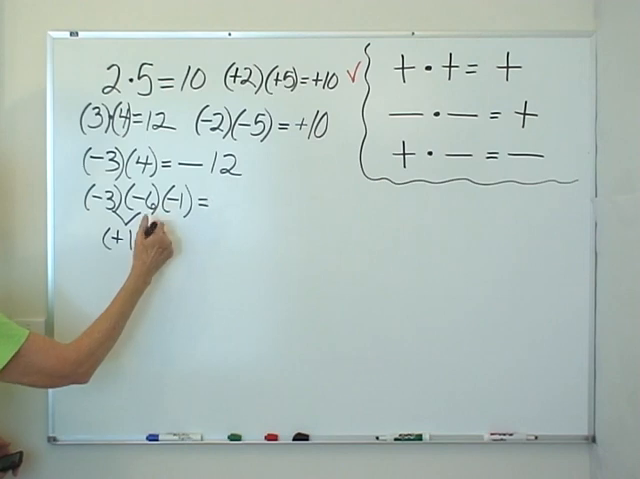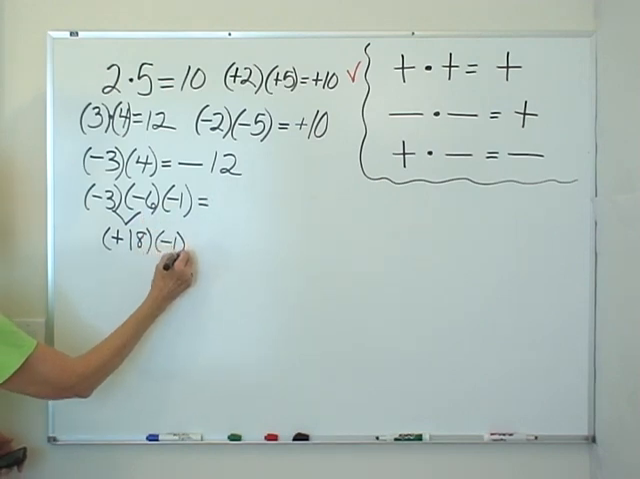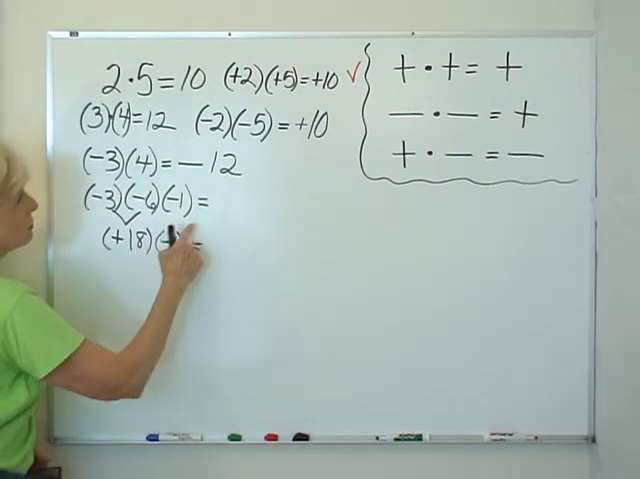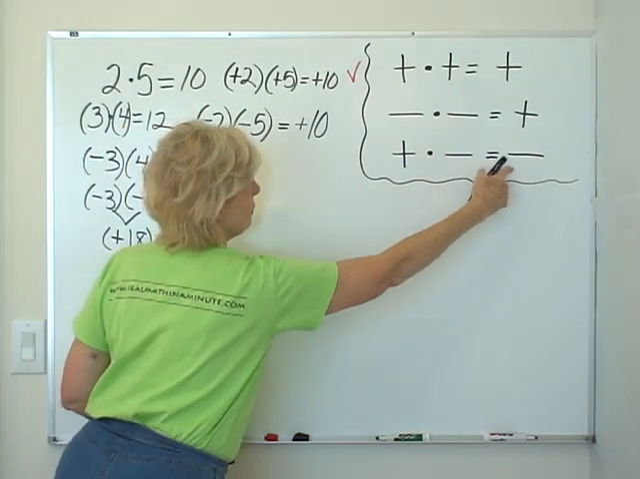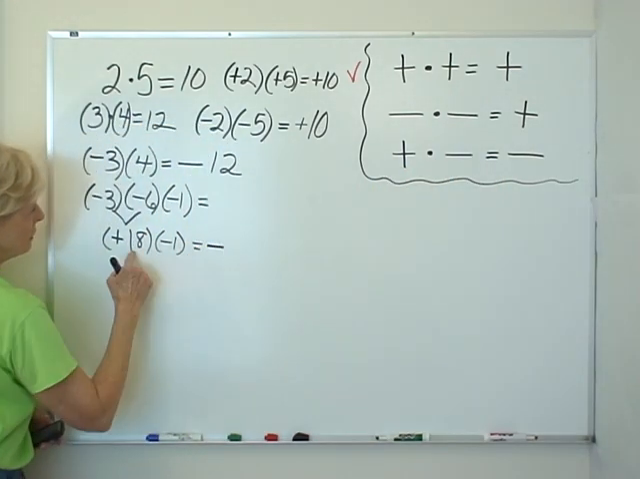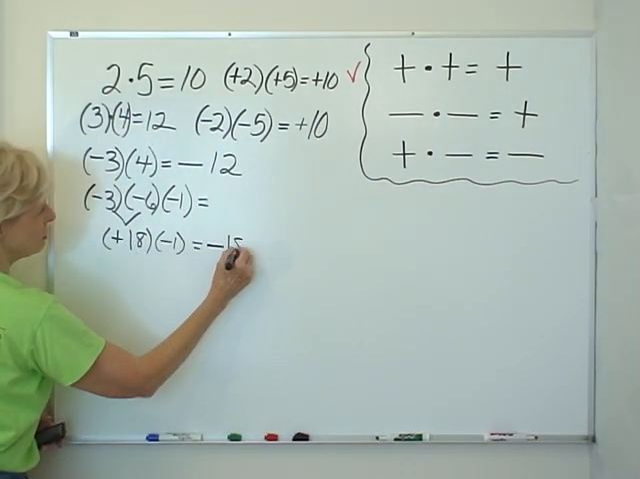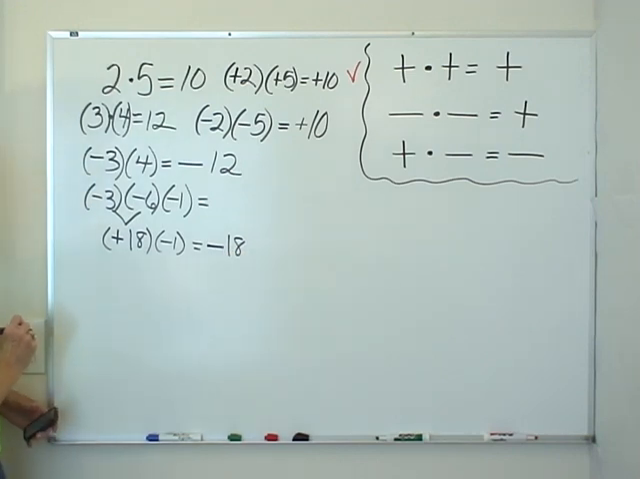And I've got to multiply that by negative 1. So I've got a positive times a negative. Positive times a negative is a negative. 18 times 1 is 18. So I've got negative 18.